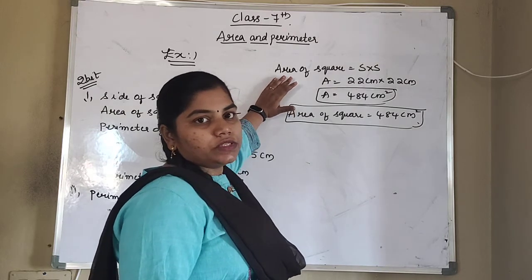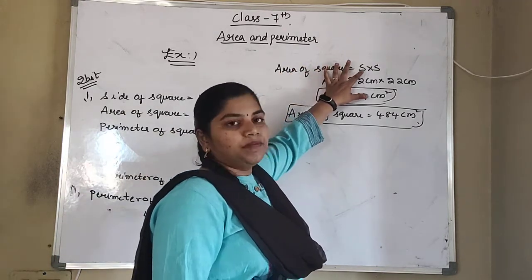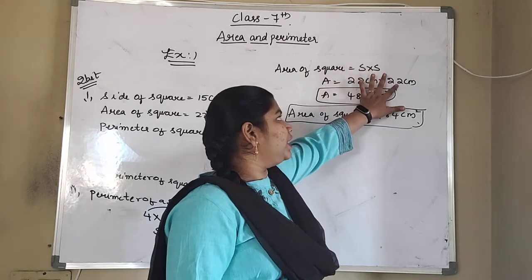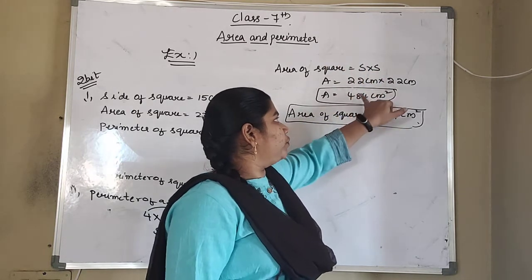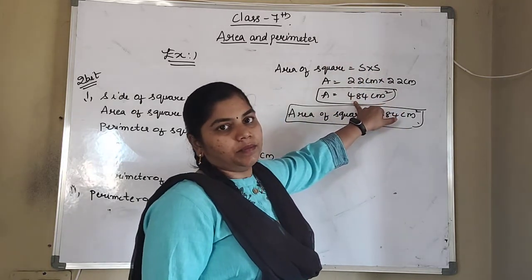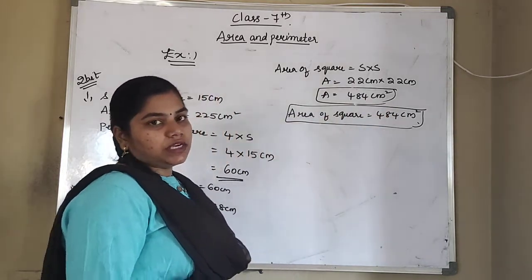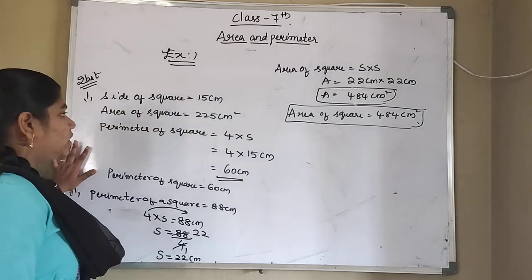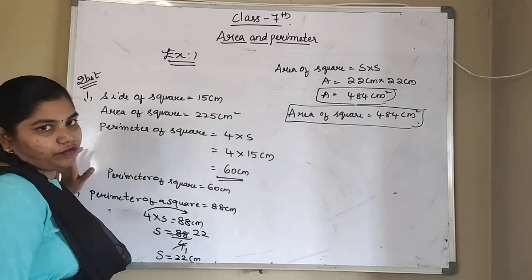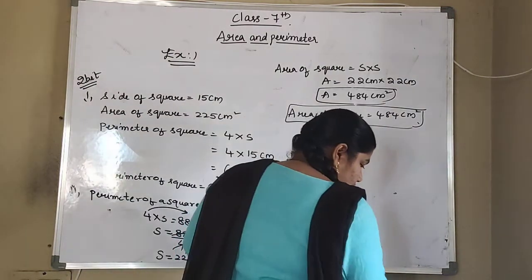Now, we have to find the area of a square. So, what is the area of a square formula? That is S into S. Side value is 22, side value is 22. 22 into 22 will be 484 centimeter square. Okay. So, area of a square we got as 484 centimeter square. This is our first bit in the second question. Okay. So, next one.